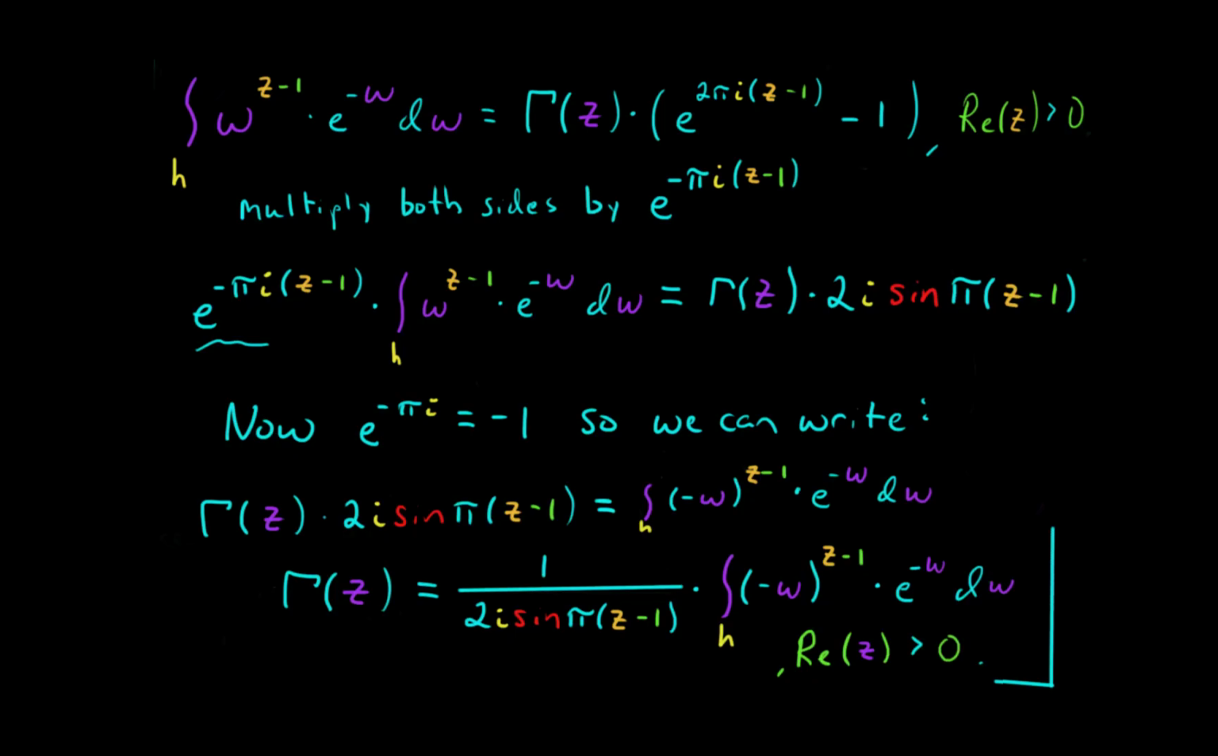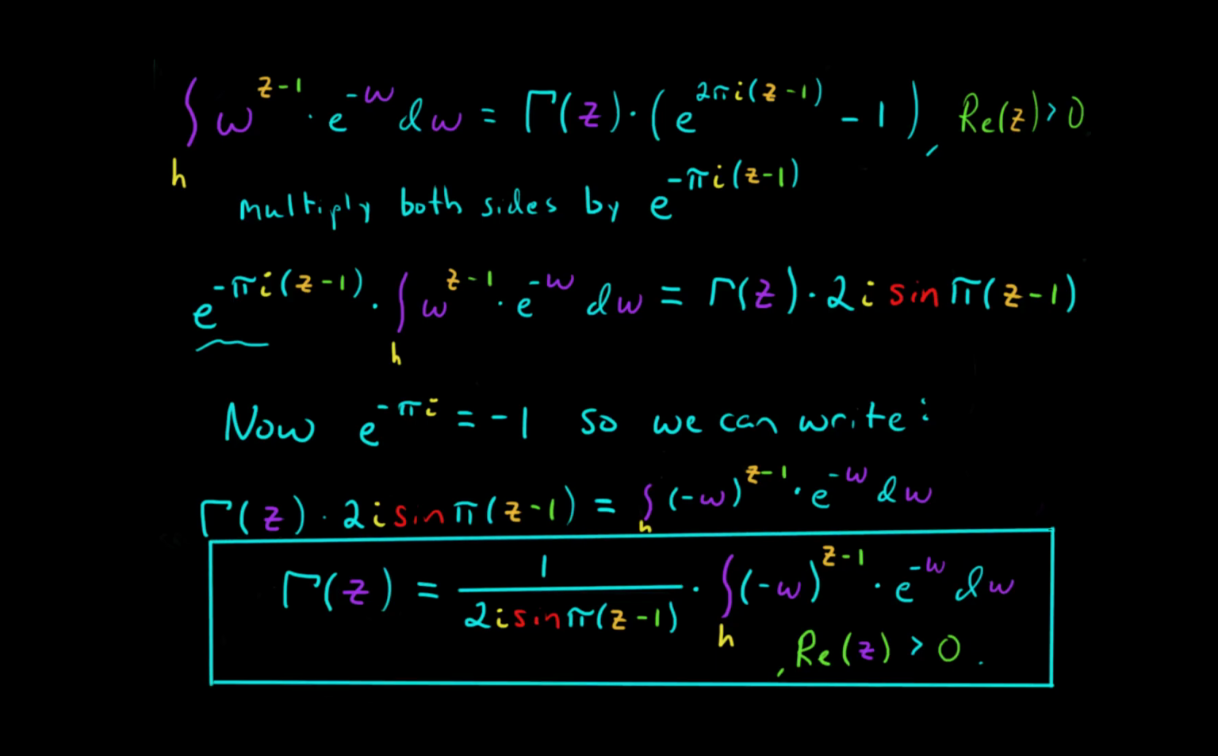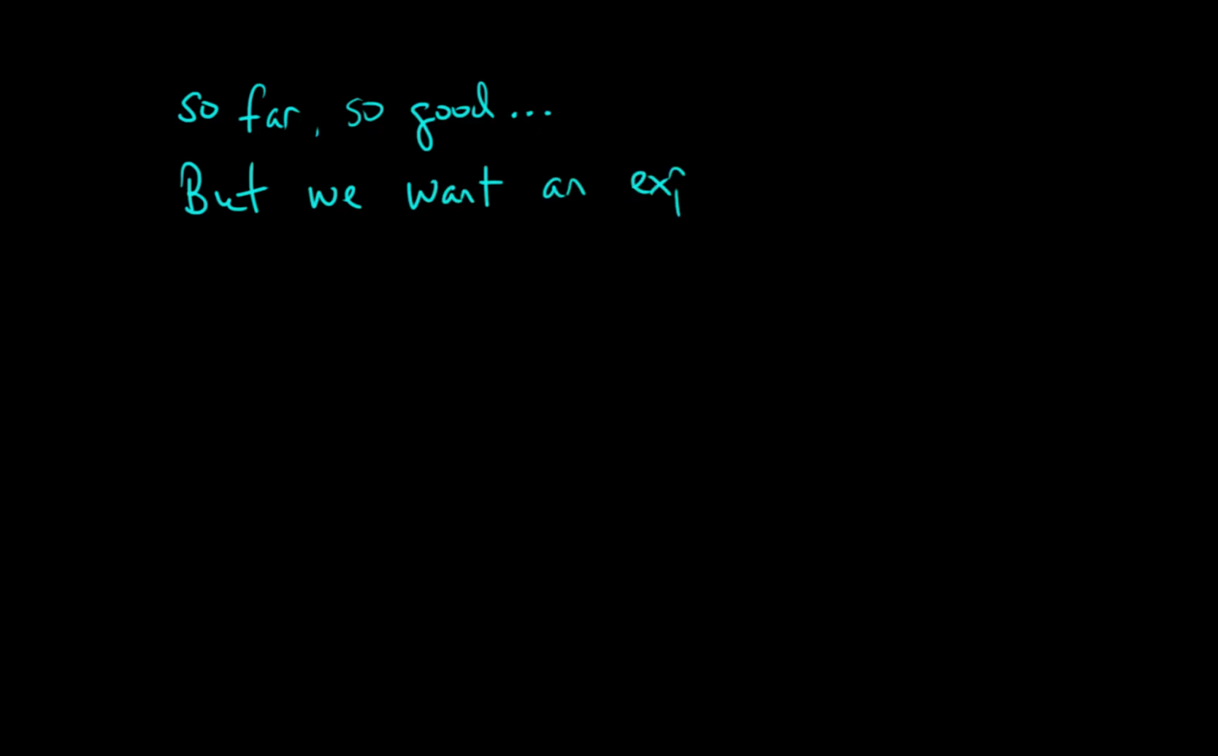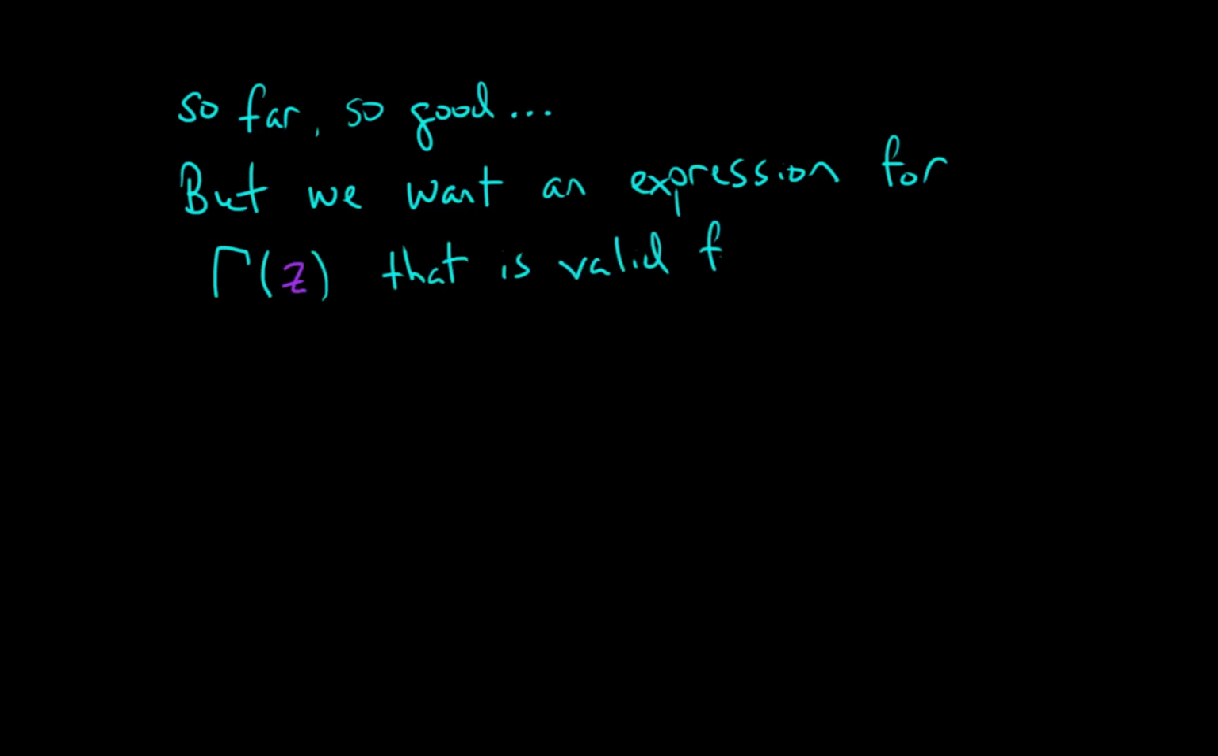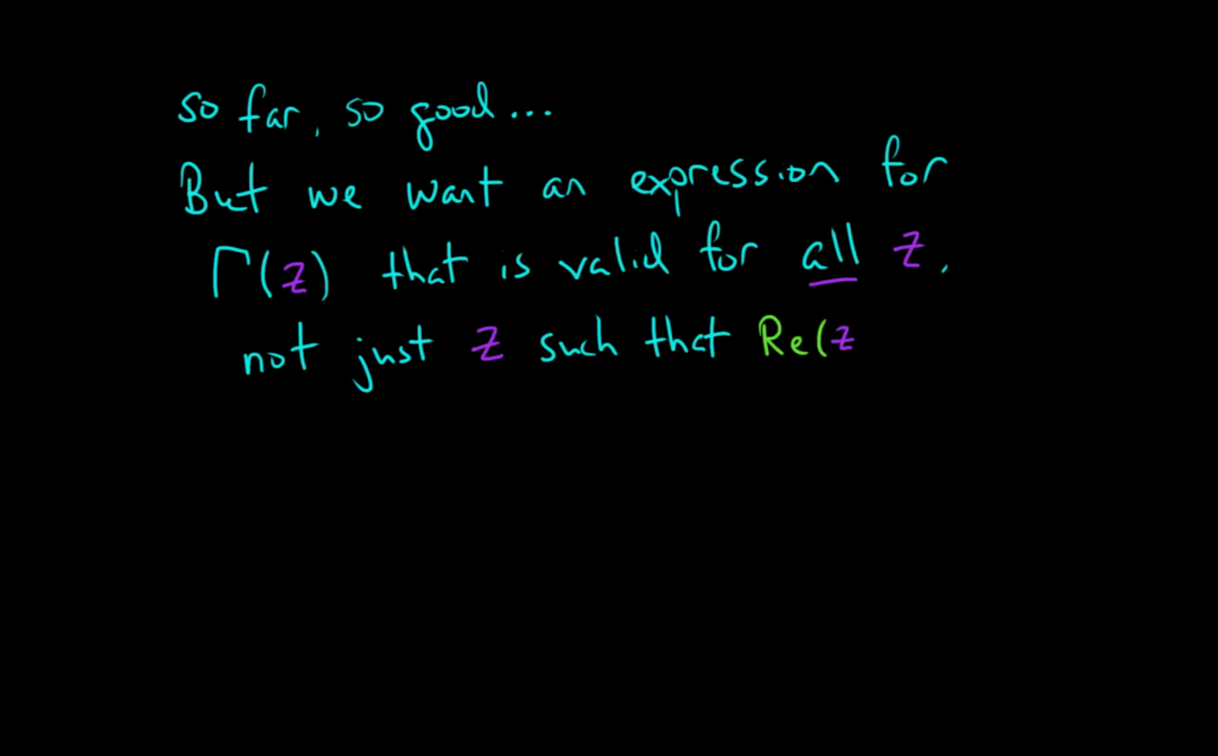So let's put a box around this beautiful formula for the gamma function, but we're not even finished. Because you might remember that the goal of this video is to derive a formula for the gamma function which is valid for all complex numbers. Well, so far so good. We've derived a formula that's valid for complex numbers with real part greater than 0. But we want a formula that's going to work for all complex z, not just complex numbers z whose real part is greater than 0. So in the remainder of this video, I'm going to show how we do that.